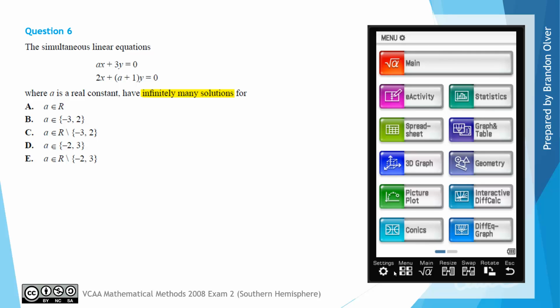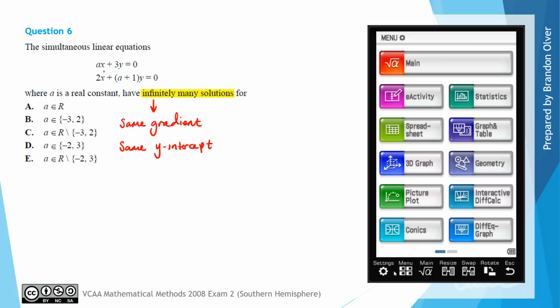There are a couple of ways of approaching a question like this, and the first method that I'll show you is by considering the gradient and the y-intercept. To have infinitely many solutions, we want the same equation for both of them, so that they represent the same straight line on a Cartesian plane. So for infinitely many solutions, we want the same gradient and the same y-intercept.